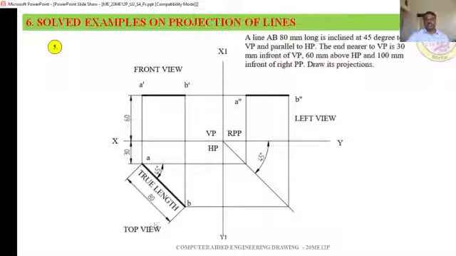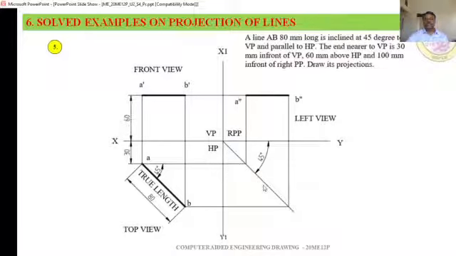To look at the third view, or the left view, you have to mark the right PP. The end nearer to VP is 100 mm in front of the right PP, that is end A. A is nearer to VP, but B is farther away from PP compared to A. So from here you measure a 100 mm horizontal distance, draw X1, Y1 and locate the right PP.